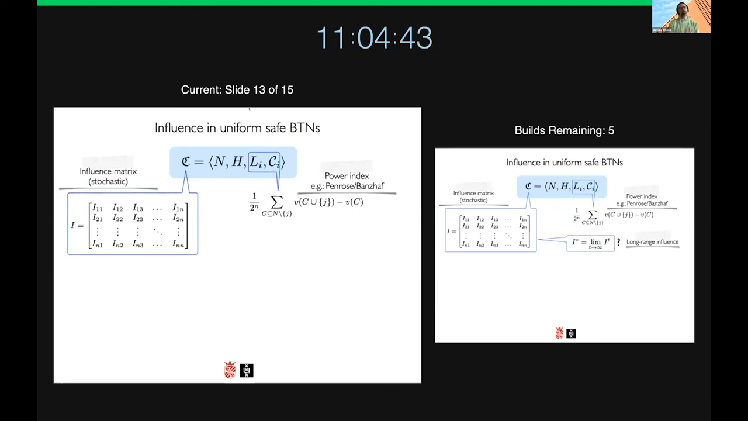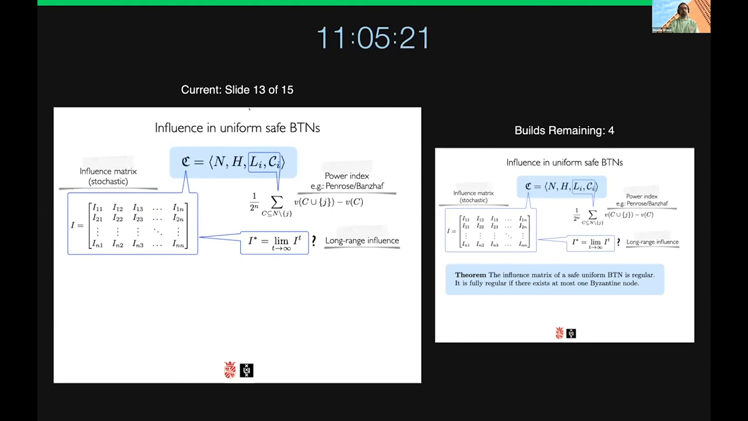Now, what we would be interested in is moving from this simple picture that is given directly by the BTN interpreted as a command game, to an understanding of what is, if you wish, the long range influence in the system. Because of course, if a node J is trusted by I, and in turn J trusts a node K, this K will have an indirect influence on I. So to capture this idea, we can simply take the limit of such a stochastic matrix. Of course, the limit does not always exist, but in the situation in which it exists, I can take such a limit to understand the kind of long range influence that every node has on every other node.